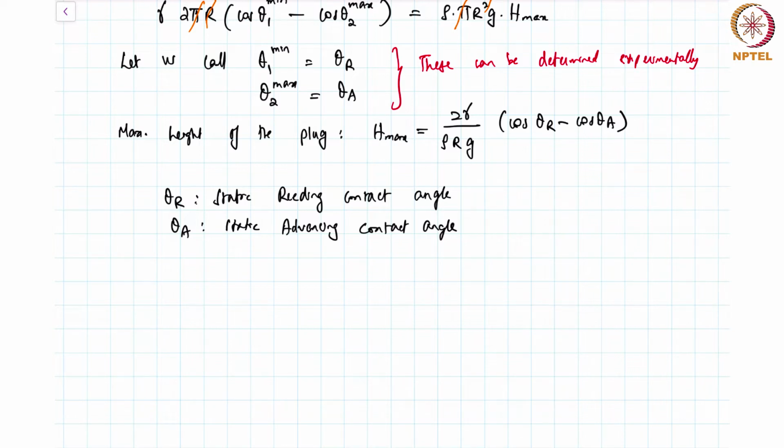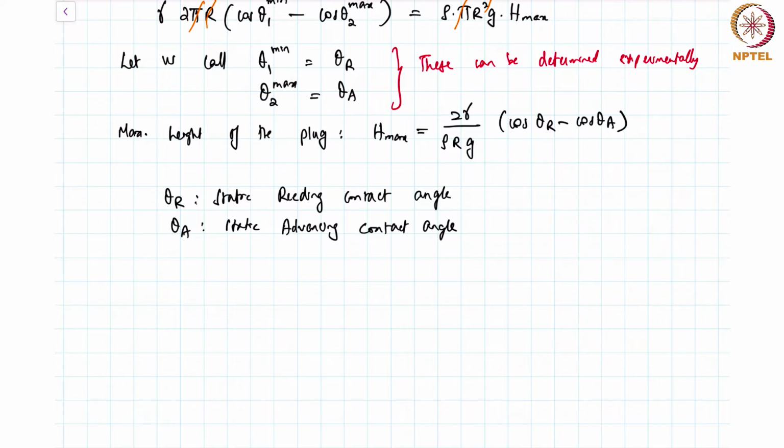These are determined experimentally, and these parameters can be determined carefully using experiments for different combinations of liquids and solid surfaces. Of course, there are variations based on the nature of the solid surface, for example, whether the solid surface is smooth or rough and so on. These numbers can differ, but one cannot theoretically assume that theta r will actually go to 0, or theta a max will go to 180 degrees.